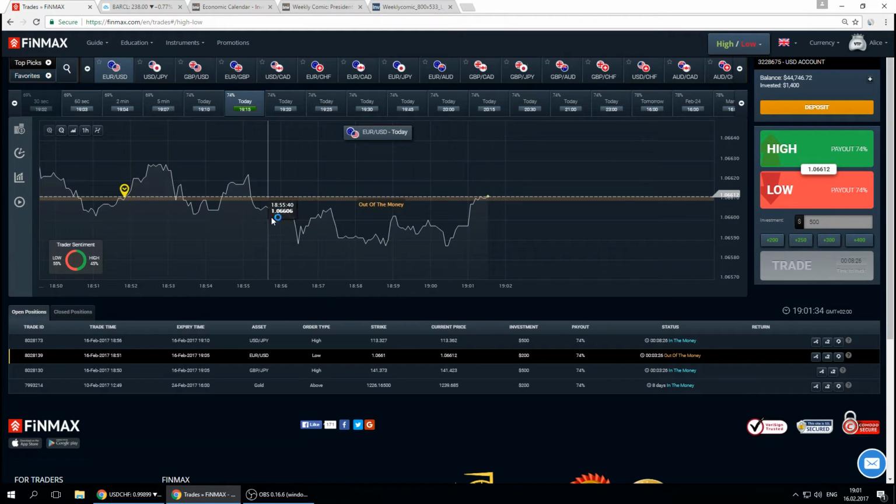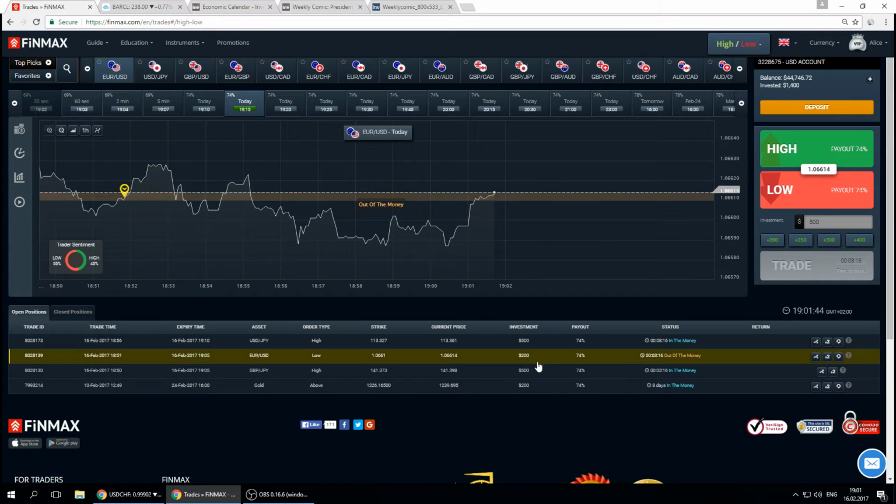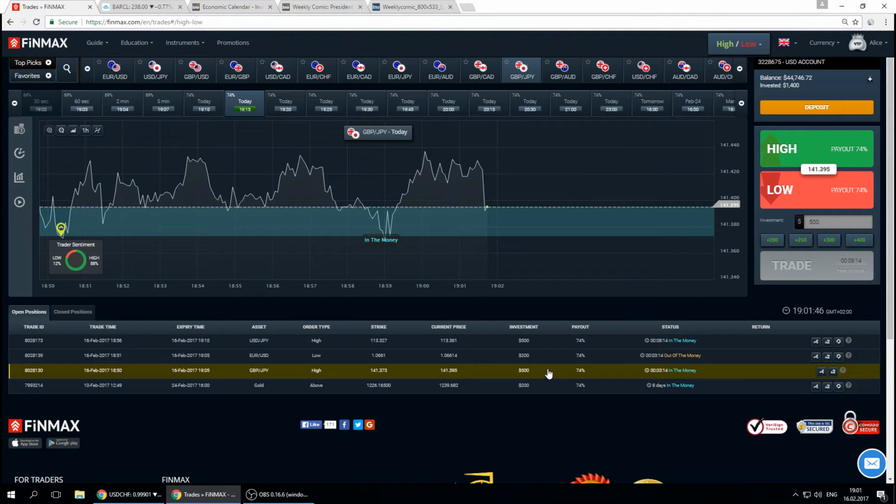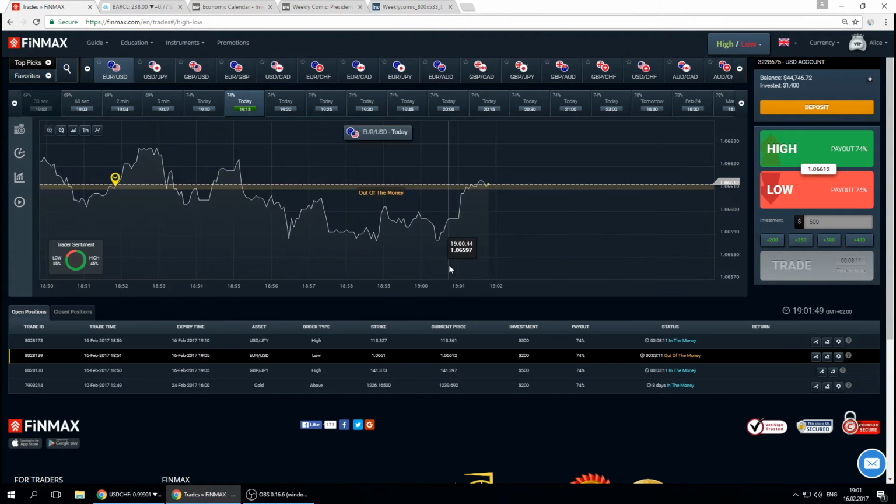Okay, what do we have here? The second trade that I have opened on Euro USD, well, right now it's out of money, though it was in the money for a pretty long time. We have 3 more minutes till the expiry time. We're going to wait to see what will happen next.